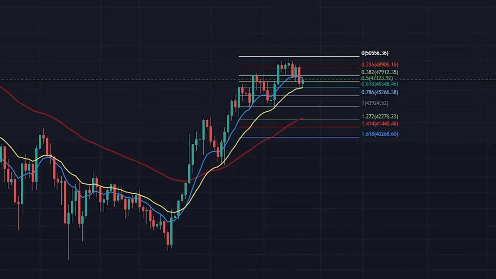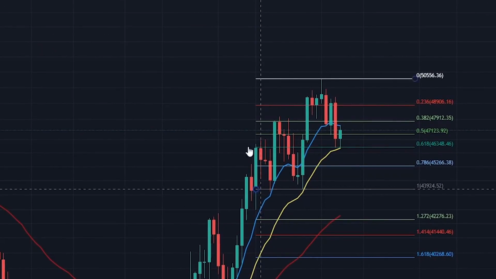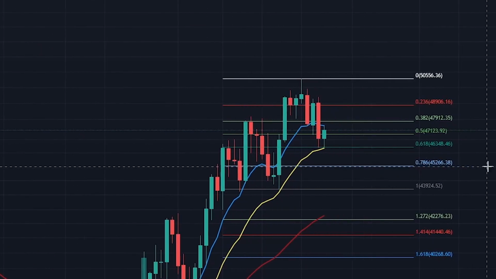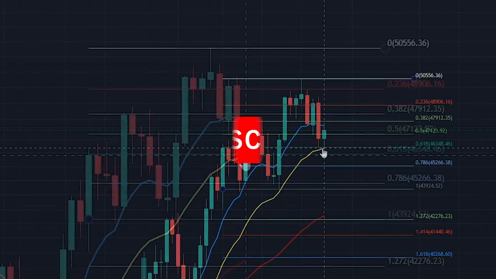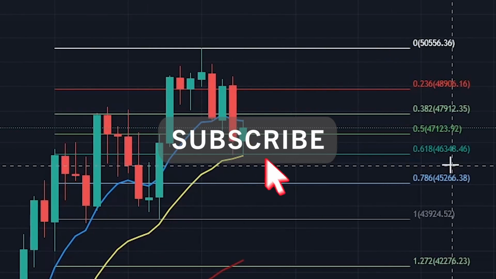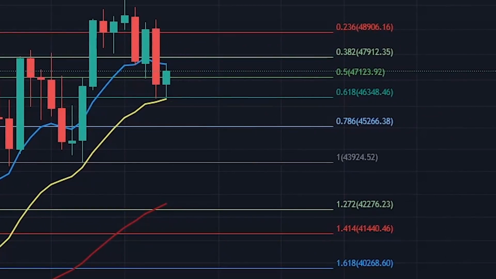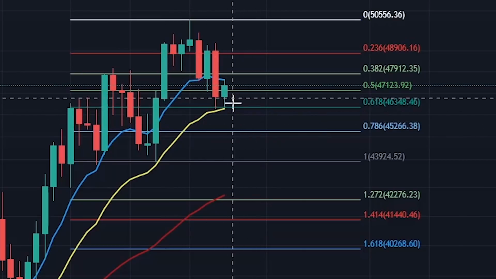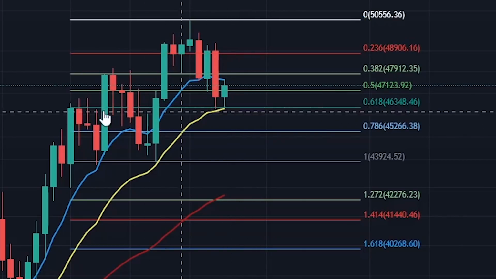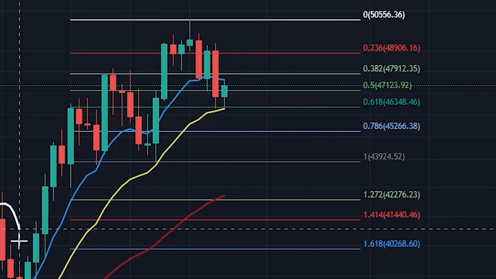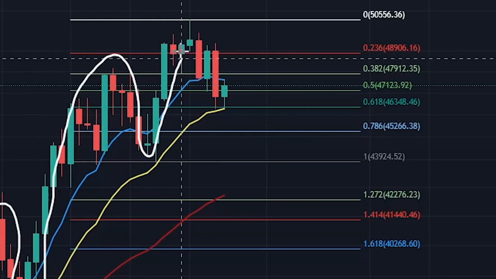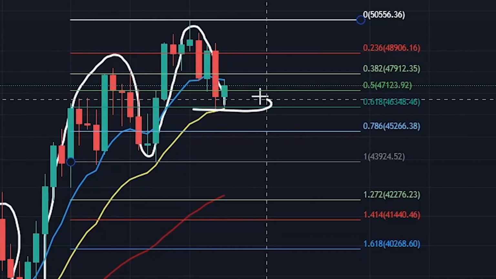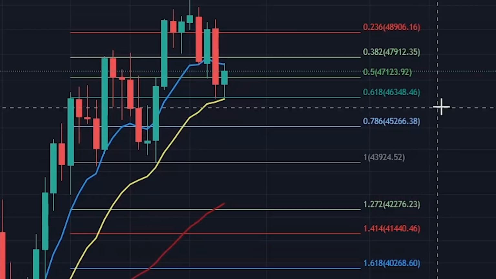Okay, so off this previous impulsive wave on the daily time frame, you can see that you've currently come down to the 0.618 just here at 46,348 for Bitcoin. So that's a nice area. That's called the golden ratio, the golden pocket, because look, you've come up in impulsive waves: impulsive, corrective, impulsive, corrective, impulsive, corrective, and right now you've retraced to a key level of support looking for continuation.